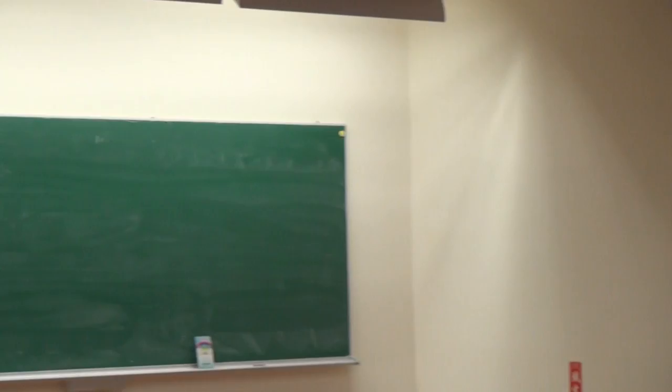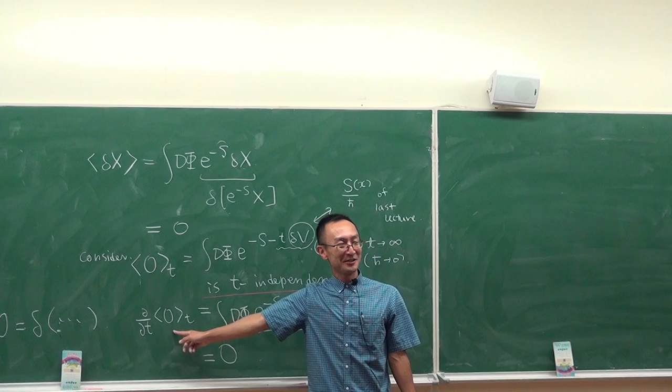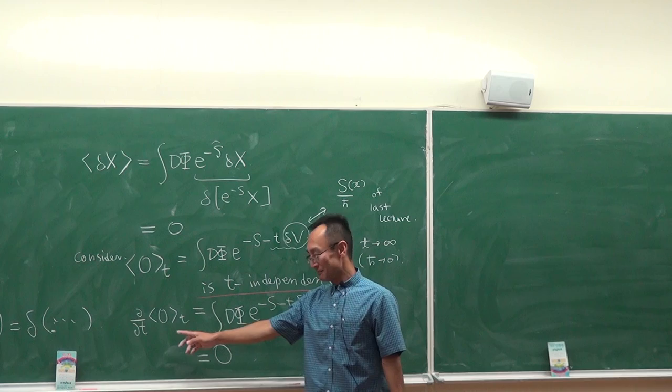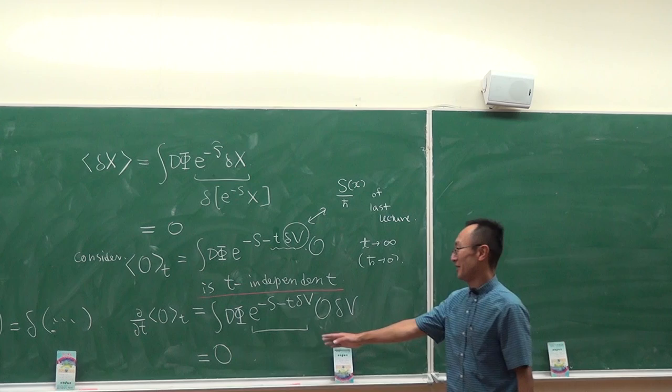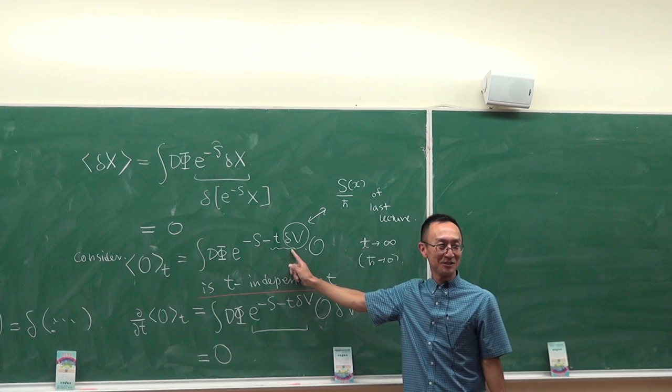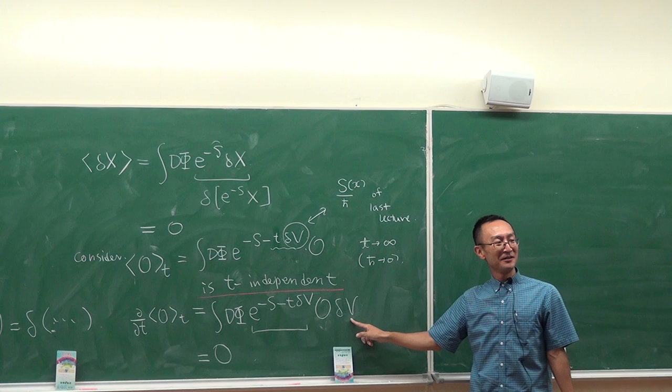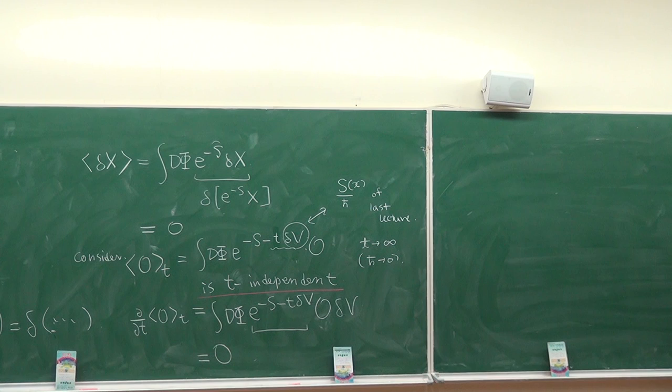Why is this quantity independent of T? So I try differentiating this expression with respect to T. Then if it is non-zero, then this quantity has non-trivial dependence. But if it's zero, this quantity is independent of T, right? And then I just evaluate this T derivative. So if you differentiate this expression with respect to T, you get this here. All of this is delta invariant. Yeah, that's the reason.